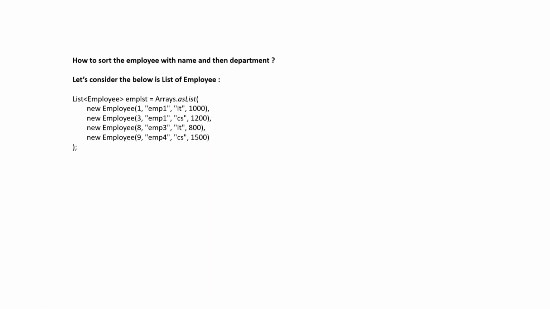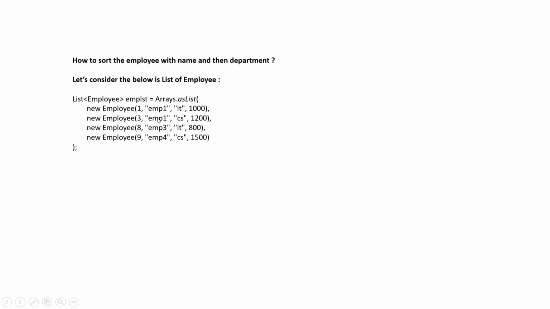How to sort employees by name and then department? The question is straightforward. First we need to sort the given employee list on the basis of name. In the given list, employee ID 1 has name employee 1, employee ID 3 name is EMP1, employee ID 8 is EMP3, employee ID 9 is EMP4. So we need to sort on the basis of name, which is the second parameter of our constructor.